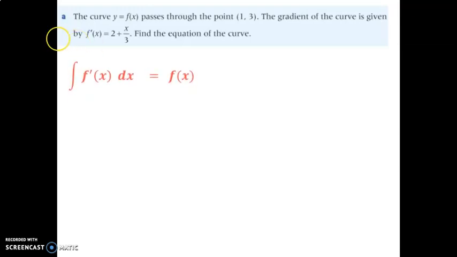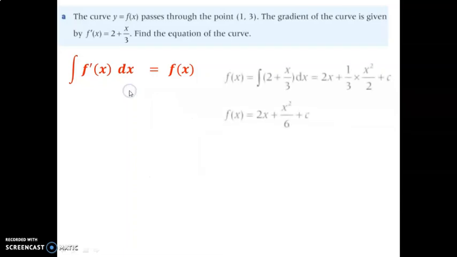So what you're going to do in this one is find the integral of this derivative function it gave you, because that'll take you back to the original function. So try that now. Let's see what you get. Okay, let's check your work.